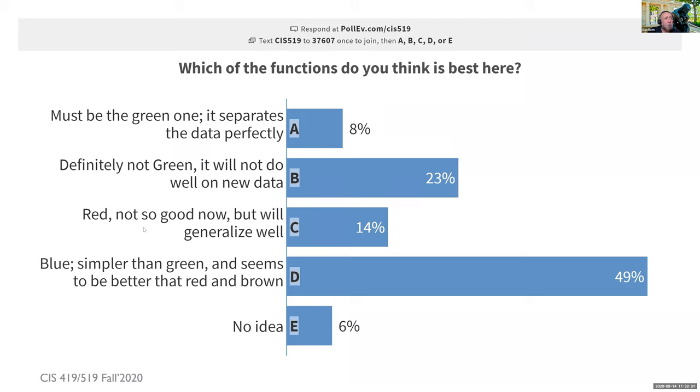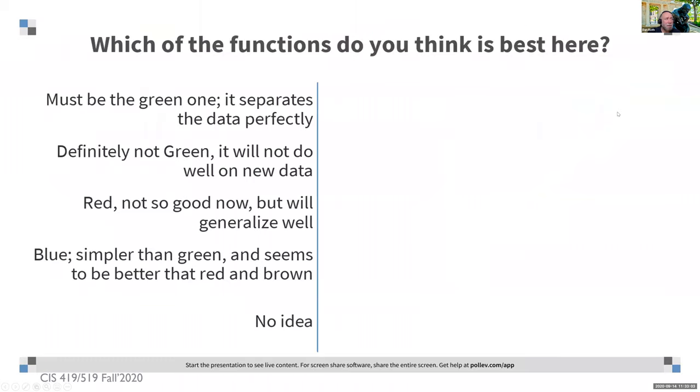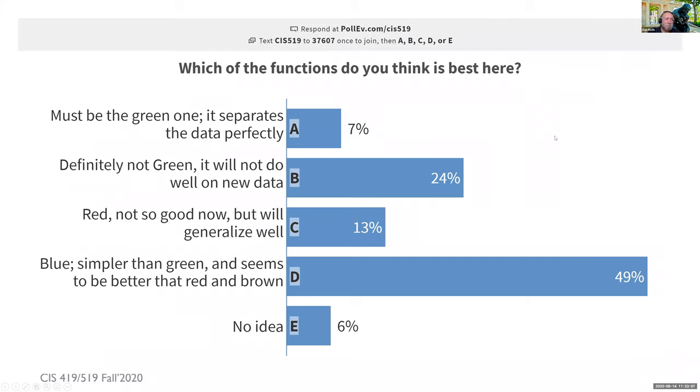Red, not so good now, but will generalize well, which might be right, because you can see that red is okay at this point, maybe equivalent to brown, but blue is a little bit better because it has the same complexity. Both of them are linear functions. They are straight lines in this case. But blue seems to do better on the training data than red and brown, and therefore probably will generalize better. So hopefully the 6% of you, which are about 10 people that had no idea, have some idea now. If not, it's a good time to ask a question.